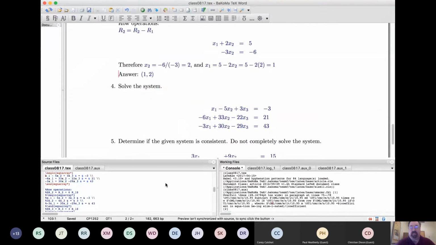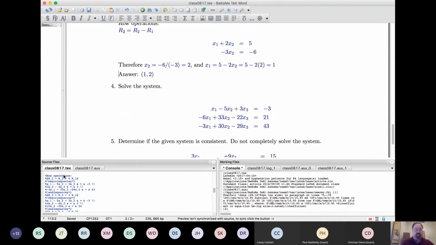Now here we have, moving up to three equations, so there's going to be more row operations involved, but the same procedure. We would use row operations like before to eliminate x1 from the last two equations. And then after that, we want to eliminate x2 from the third equation. That's going to give us this upper triangular form where we can go ahead and solve the equations.